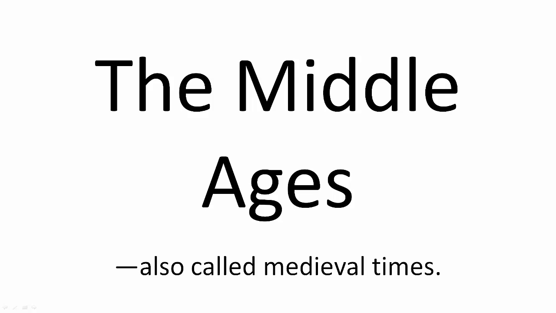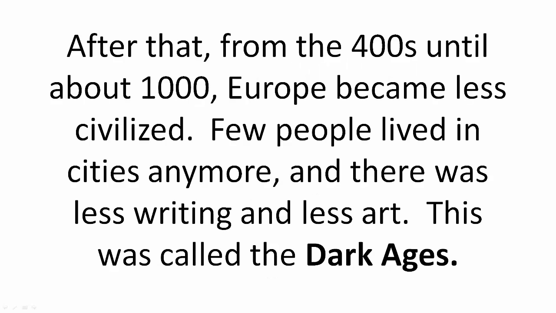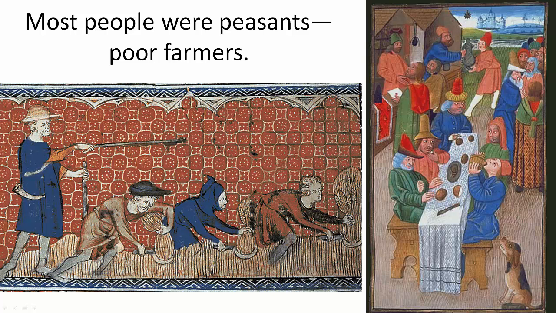The Middle Ages, also called medieval times. After that, from the 400s until about 1000, Europe became less civilized. Few people lived in cities anymore, and there was less writing and less art. This was called the Dark Ages. Most people were peasants, poor farmers.